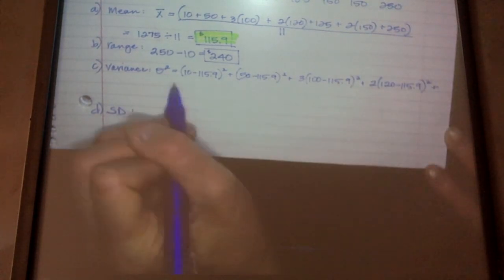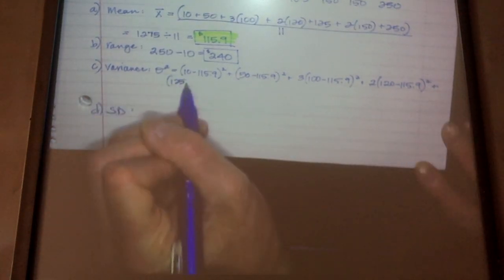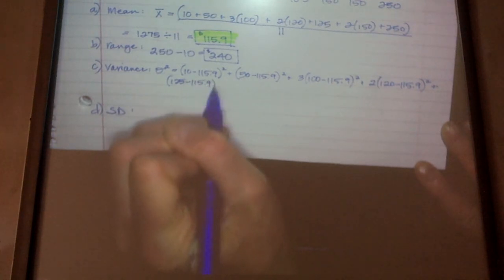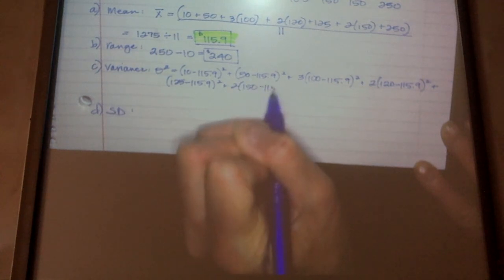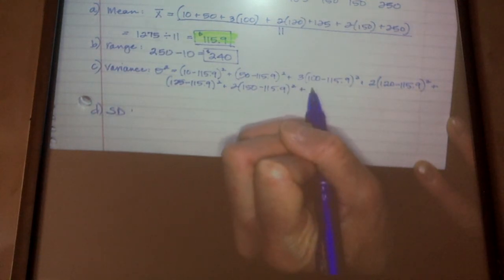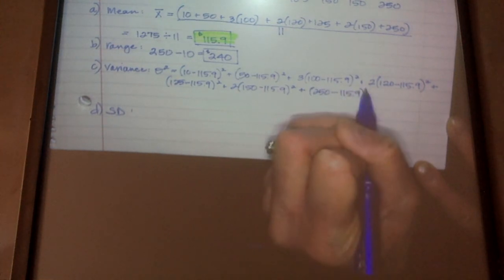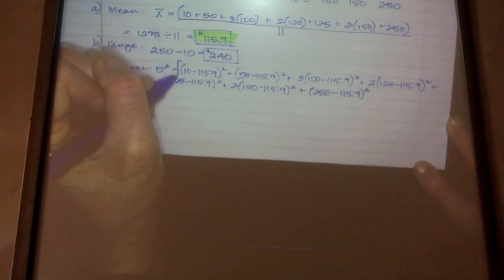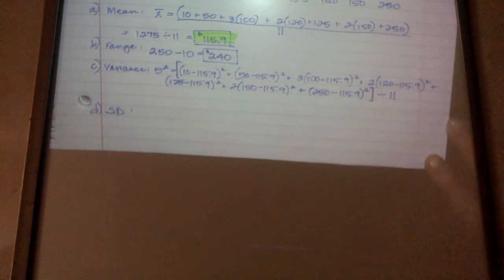Plus 125 minus 115.9 squared, plus 2 times 150 minus 115.9 squared. What a pain. Can you imagine if you guys all just purchased a scientific calculator? Then it would do this formula for us? Okay, I'm going to put brackets. I'm going to do all of this, and then I'm going to divide by 11. Right, because there are 11 pieces of data.